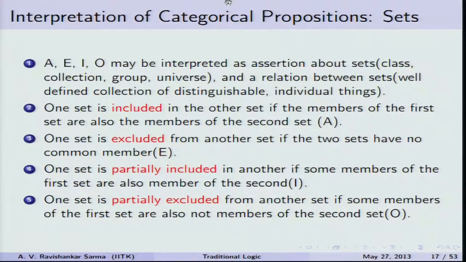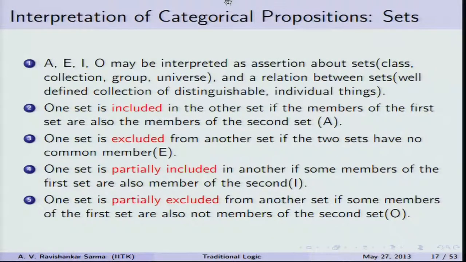So this is the modern notation that we can use. We can represent these categorical propositions in this particular way, and then I will try to draw a diagram to show that in the modern notation we can represent this A, E, I and O in a certain way.